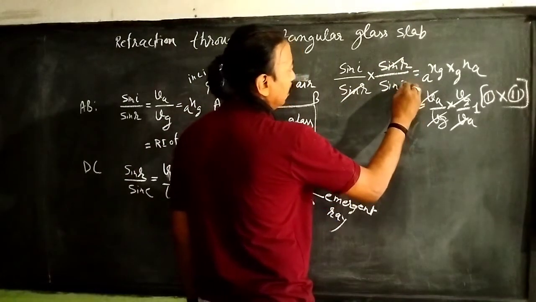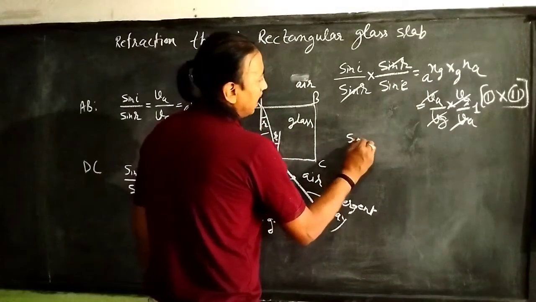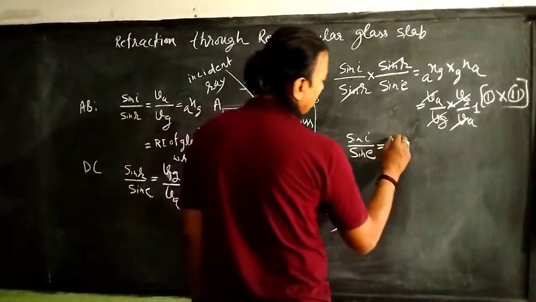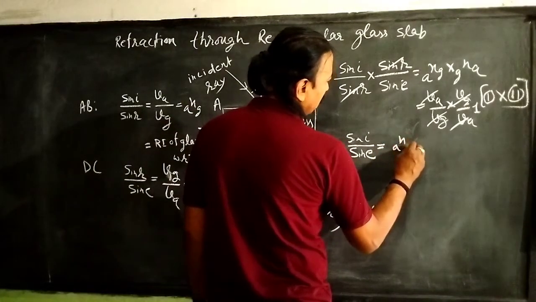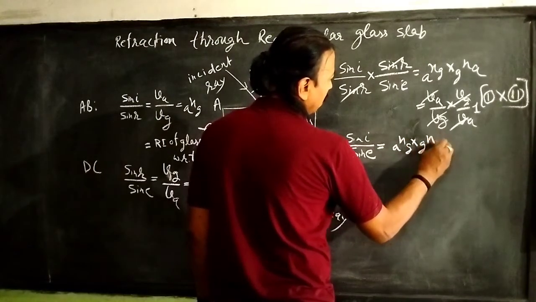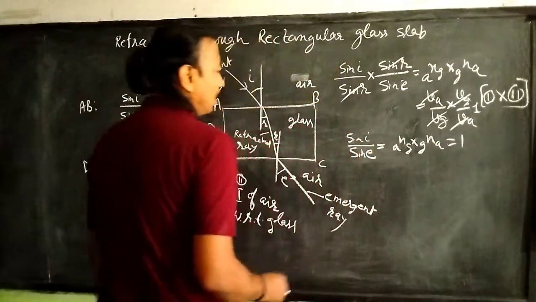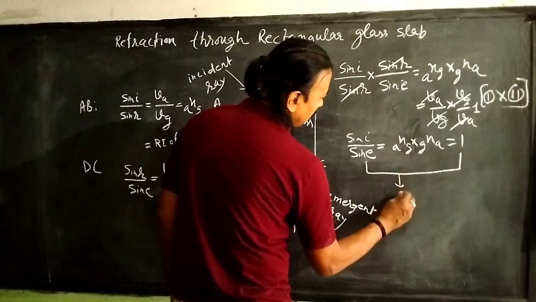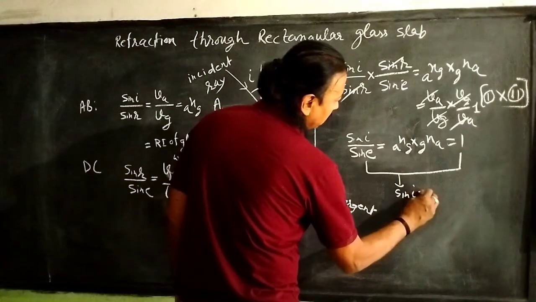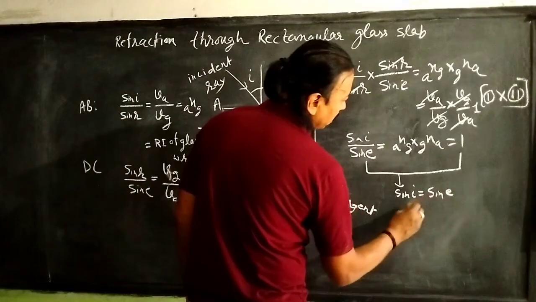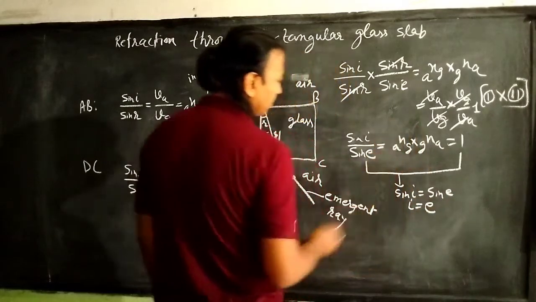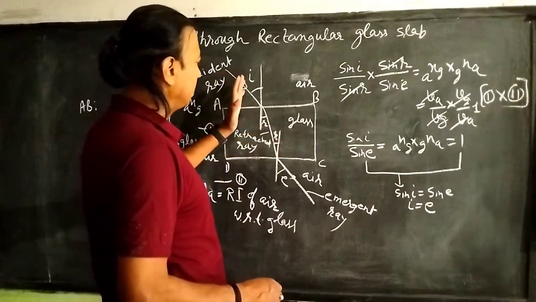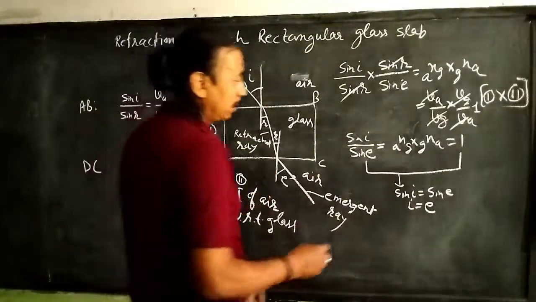This is sin E, not I. Then sin I by sin E equal to aμg into gμa equal to 1. When we equate, we get sin I equal to sin E, that is I equal to E. So for a rectangular glass slab, the angle of incidence is equal to the angle of emergence.